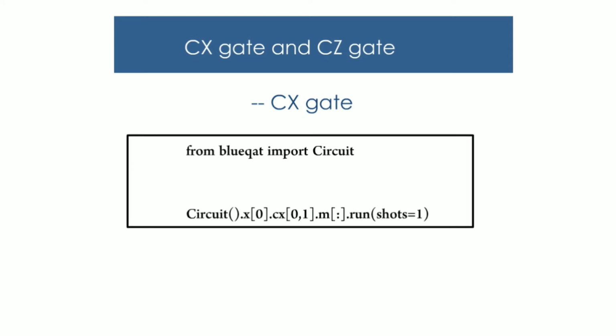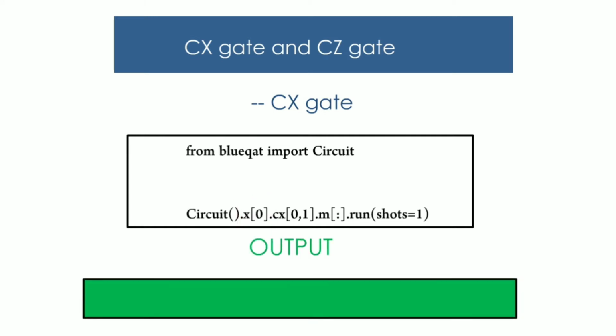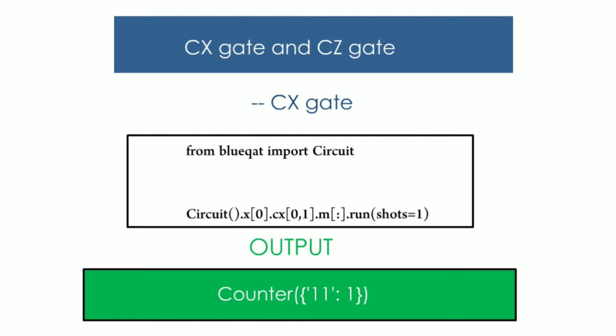Let us study about CX and CZ gate. First we will be learning about CX gate. Type the code that is shown here. The X0 will flip the first qubit to 1. If you run this code, the output will be 1 1.